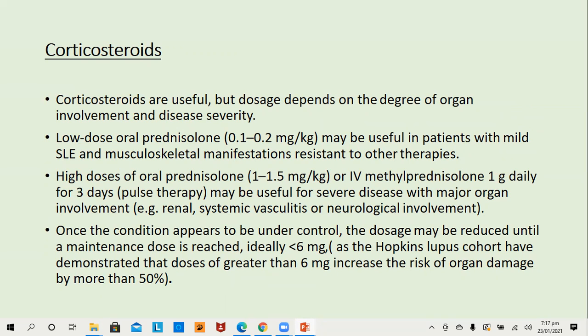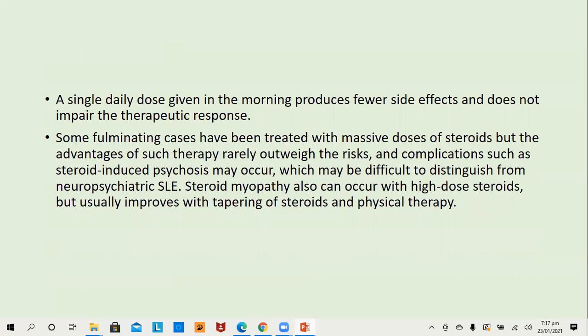Once the condition appears to be under control, the dose may be reduced until a maintenance dose is reached, which is usually less than 6 milligram. The Hopkins lupus cohort has demonstrated that a dose greater than 6 milligram increases the risk of organ damage by more than 50%. So usually the patient should be managed with a dose of around 6 milligram of corticosteroid daily. A single daily dose given in the morning produces fewer side effects and does not impair the therapeutic response.